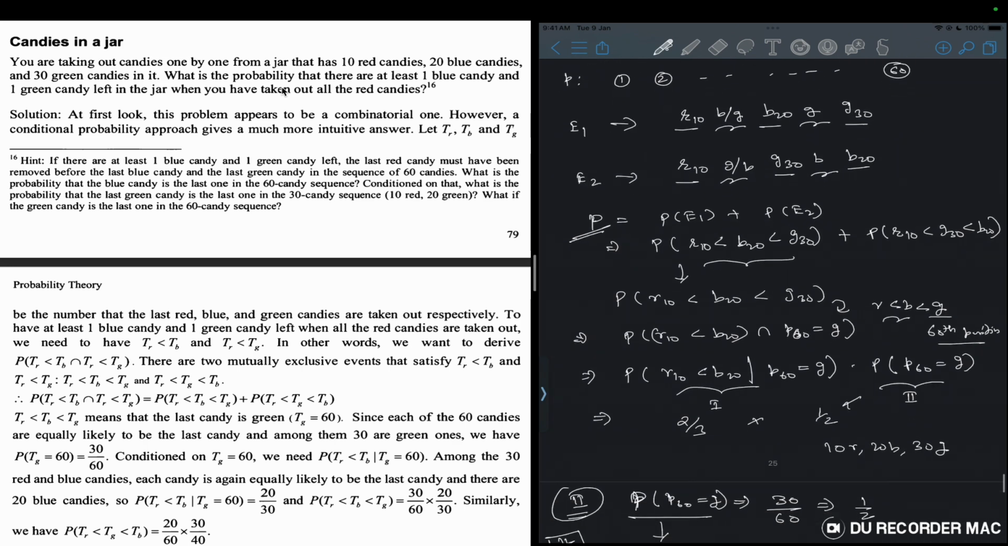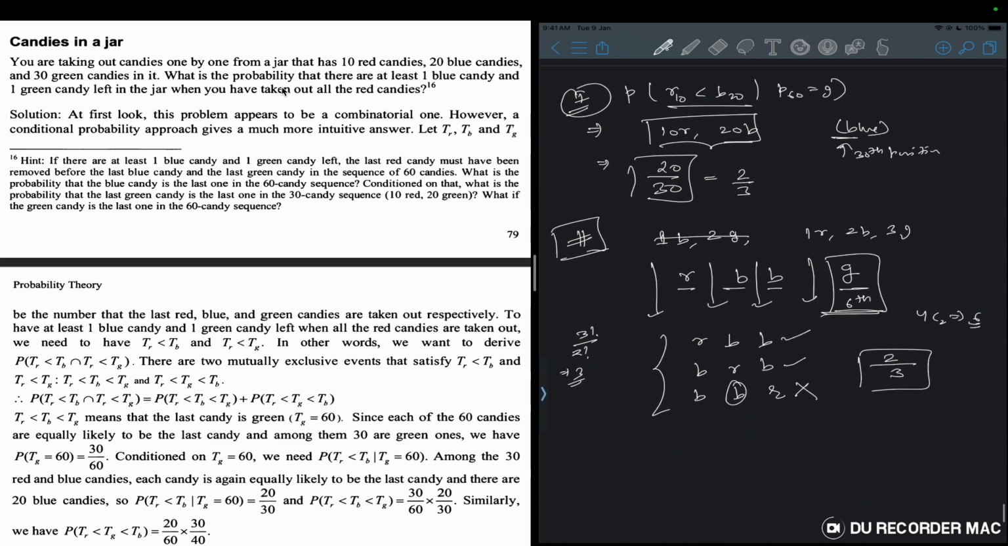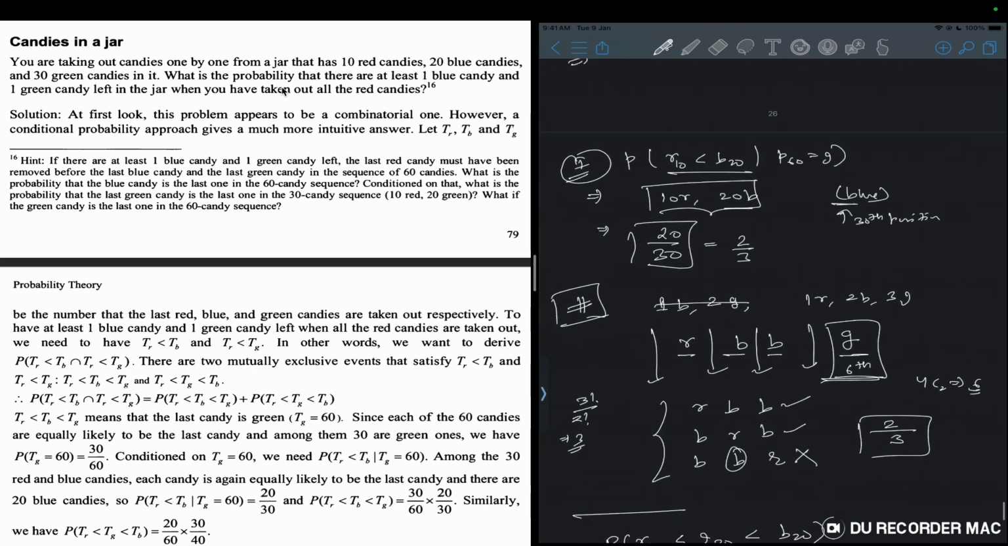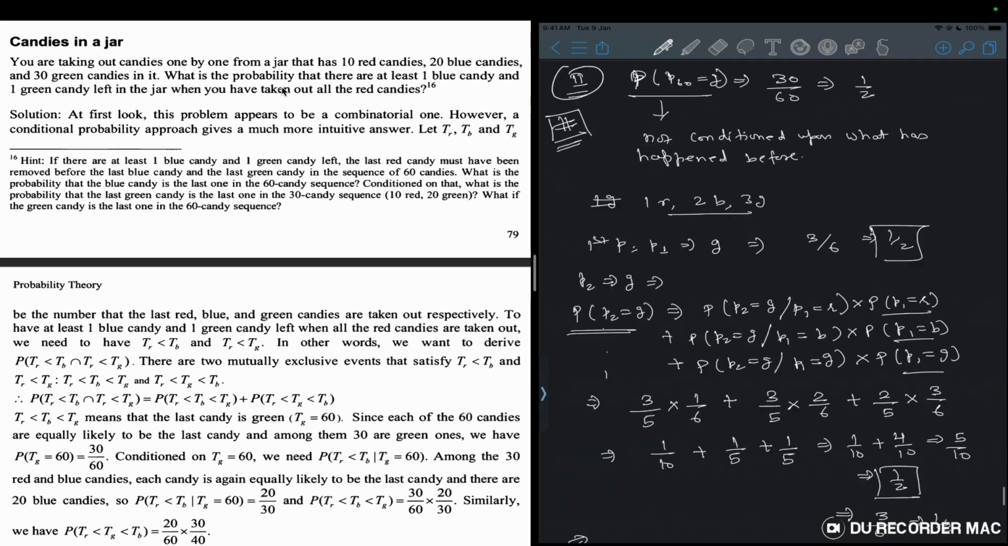Now let's come to this scenario. If you have calculated all this, then this becomes much simpler. Let me write it again on another page. We have to calculate the probability that R10 is less than G30 is less than B20. Let me just see if I have noted it down correctly. R10, G30 and B20. Okay.